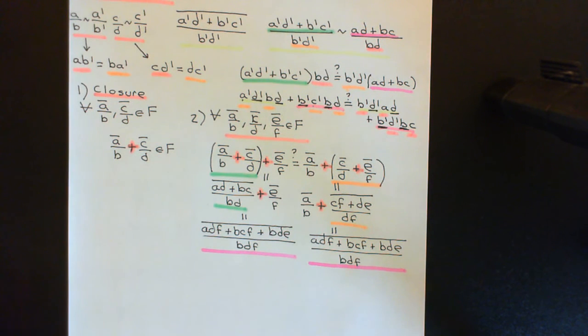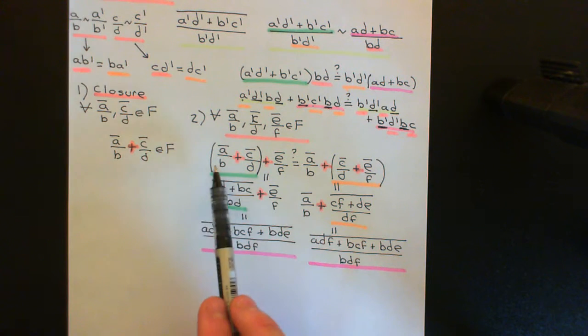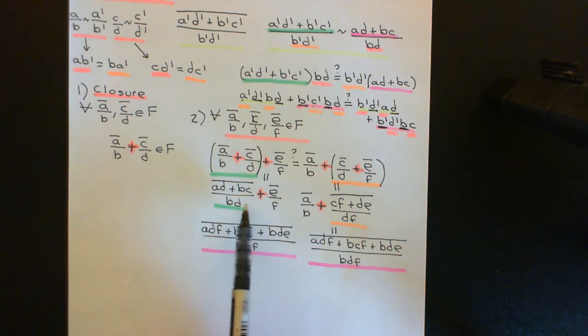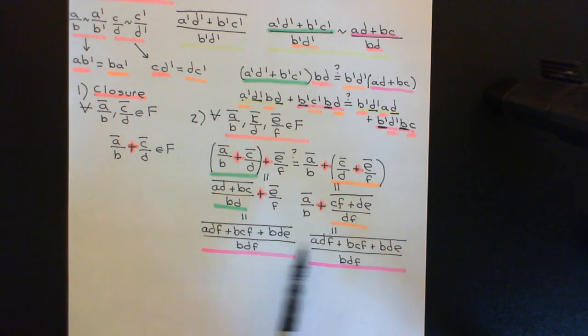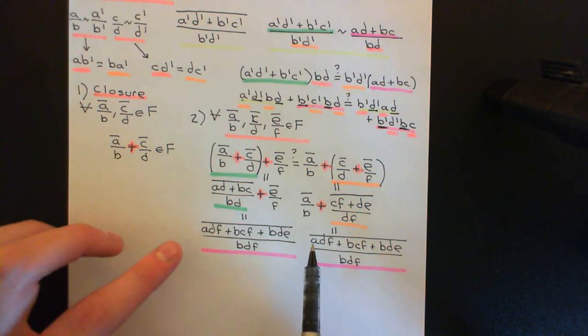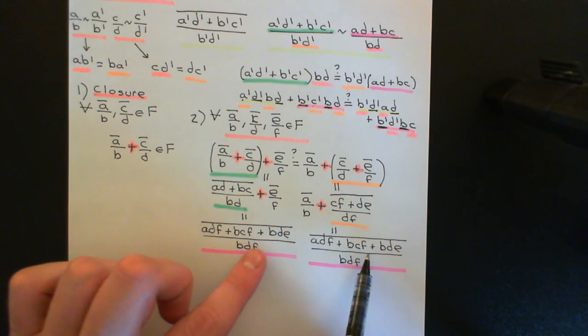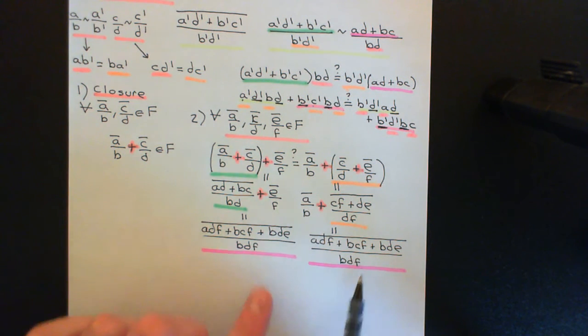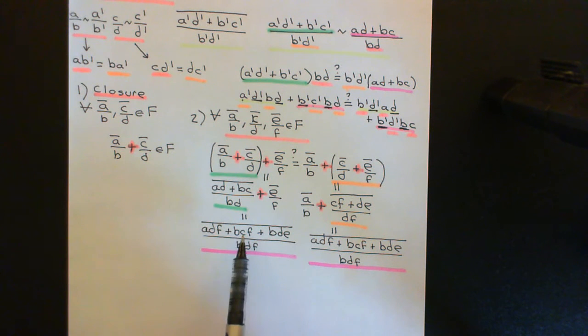Now, because I made sensible choices, because I used the same representatives on both sides, it turns out that the two representatives that I have of the final two equivalence classes here are exactly equal to one another. Now let's just check this. ADF plus BCF plus BDE over BDF. So I'm asking on the left hand side for the equivalence class that contains this representative, and on the right hand side I'm asking for the equivalence class that contains the exact same representative. Of course those are exactly the same equivalence class, so these two ways of doing it are exactly equal to one another.